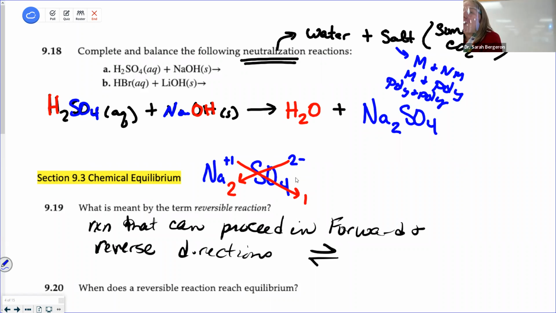You could do one of two things. You could look at the waters, or you could look at the salt to balance. What do you want to balance? So look at sodium. How many sodiums do I have on this side? 2. How many sodiums do I have here? 1. So what do I need to do?